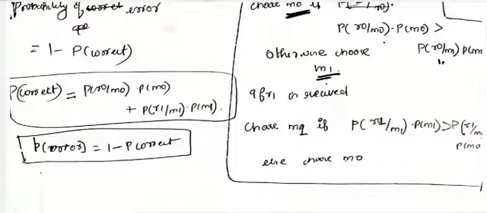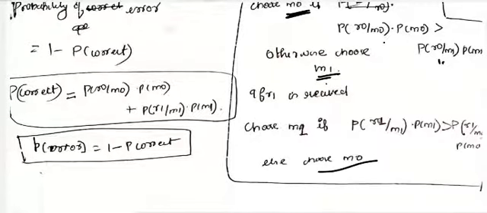So, we choose m1 if P of r1 given m1 into P of m1 is greater than P of r1 given m0 into P of m0. Or else we will choose m0. To find out the probability of error, first we will find the probability of everything coming off as correct, and then take its complement, that is 1 minus P of correct, which gives us the probability of error.